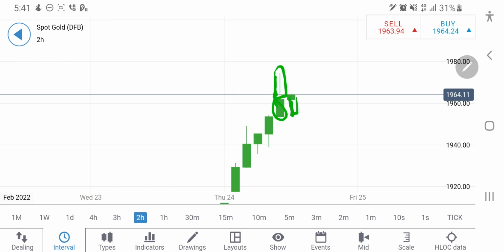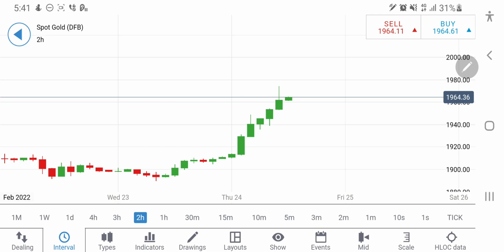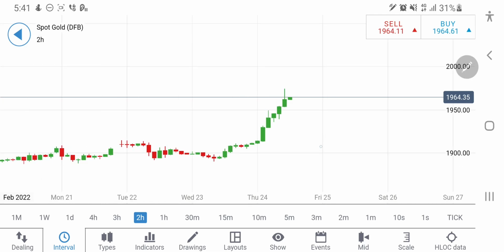So possibly once it breaks 1960, you can expect it to hit 1954, 1950 and 1947 levels, and only below 1947 you can expect it to drop strongly. At the same time, till the time it remains above 1960, you can again expect it to rise and give a very strong bullish candle, which might take it towards 1983, 1990 levels also.